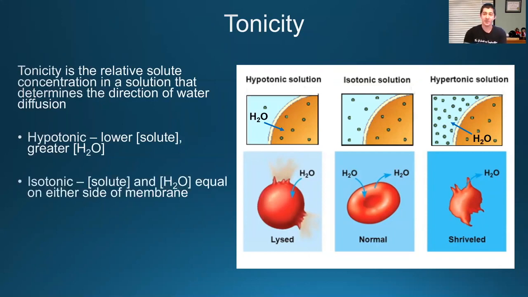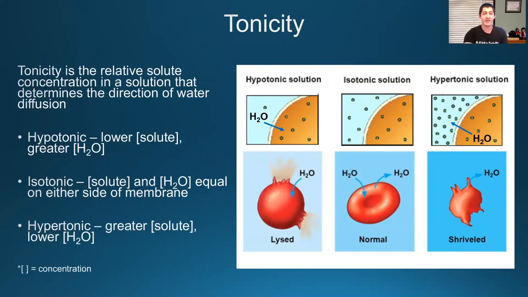You can have an isotonic solution. And so this one is where you have an equal concentration of solute and water on either side of the membrane. And so you will have water moving in and out of that membrane at an equal rate.